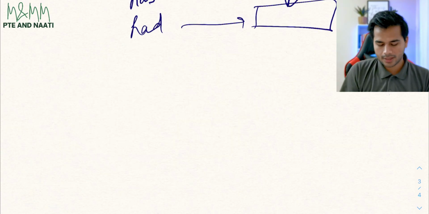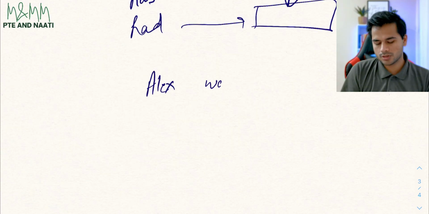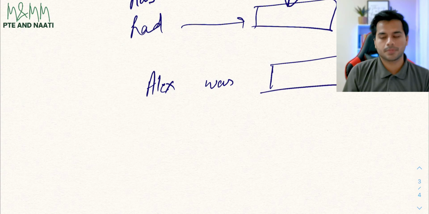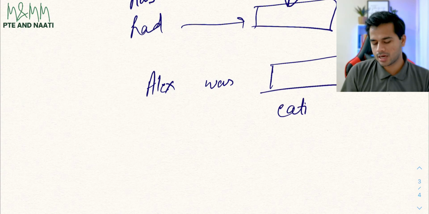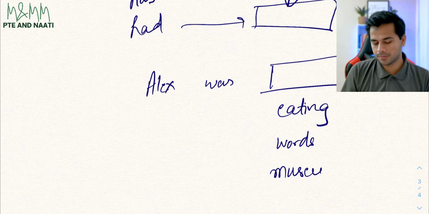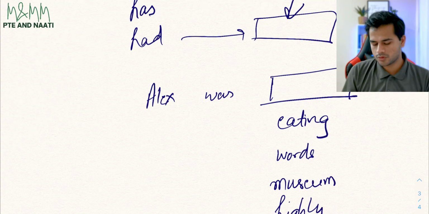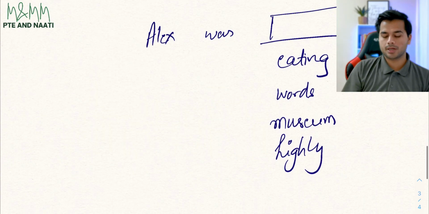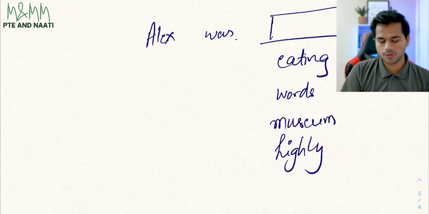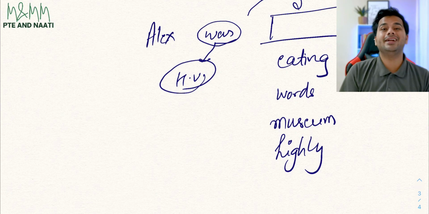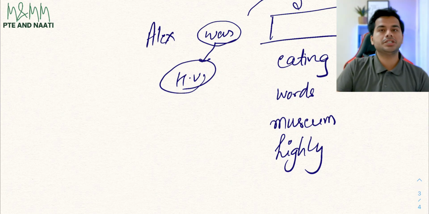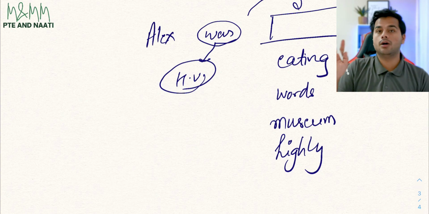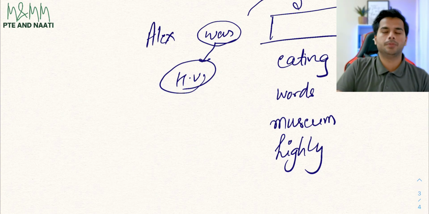Let's say Alex was dash. So my options are eating, words, museum, highly. So I'm just taking some random examples, but my point here is "Alex was" is a helping verb. If there is a blank after that, we need a main verb. So out of the given options in the exam, you need to filter out which options are the main verbs. Out of those options, only the correct answer would be there.